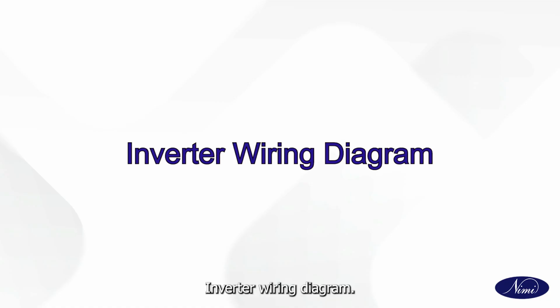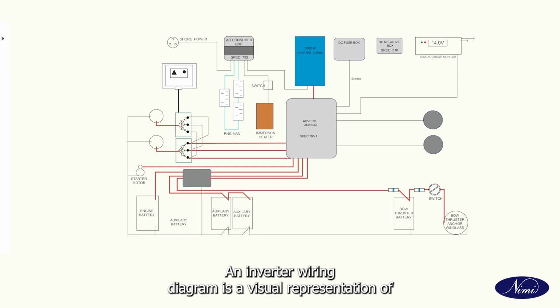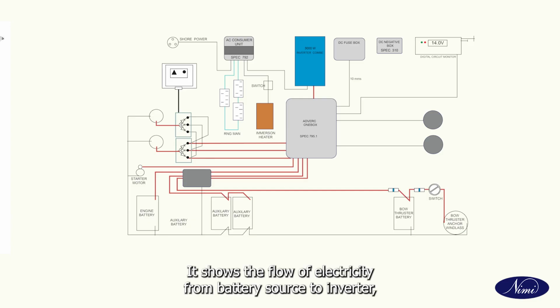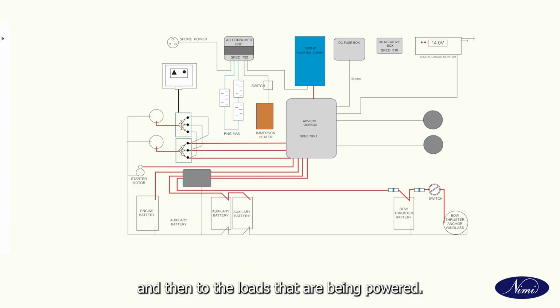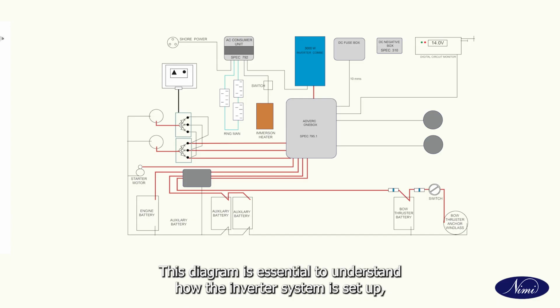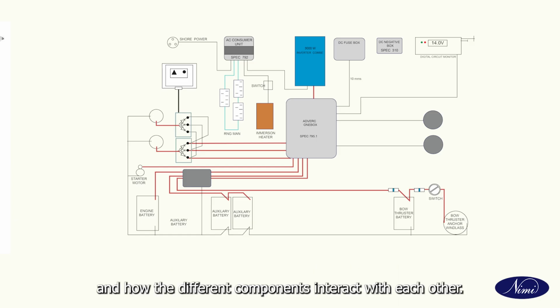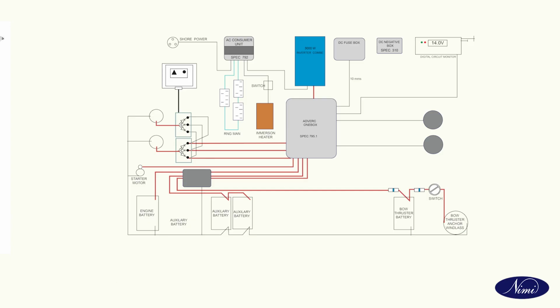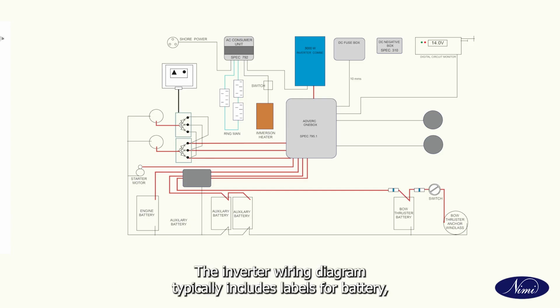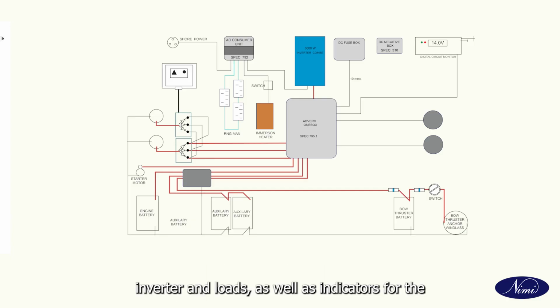Inverter wiring diagram. An inverter wiring diagram is a visual representation of how the various components of an inverter system are connected. It shows the flow of electricity from the battery source to the inverter and then to the loads that are being powered. This diagram is essential to understand how the inverter system is set up and how the different components interact with each other. The inverter wiring diagram typically includes labels for battery, inverter and loads, as well as indicators for the positive and negative terminals.